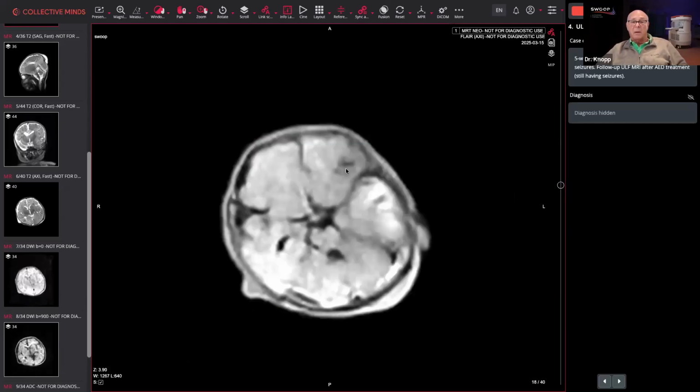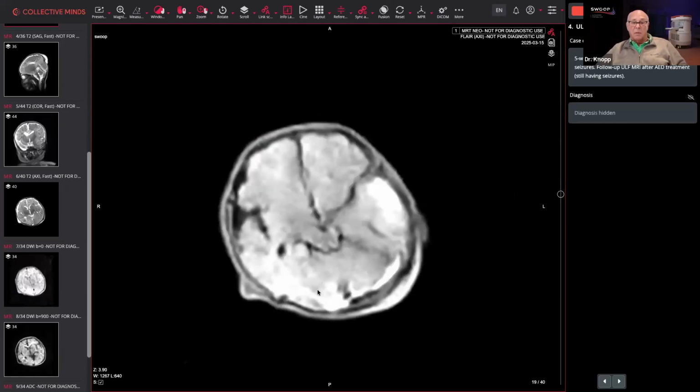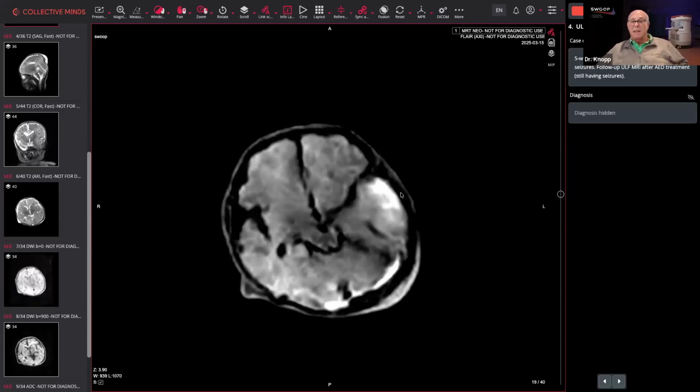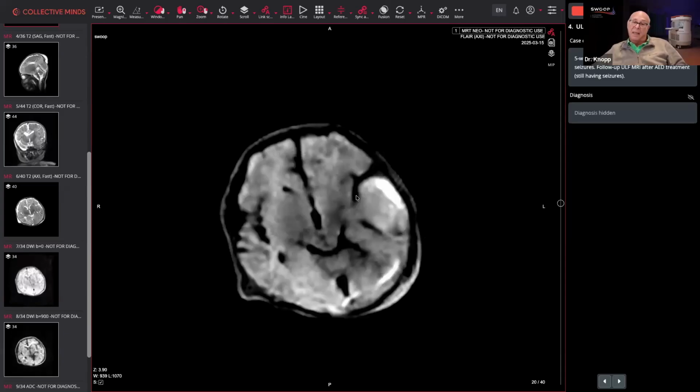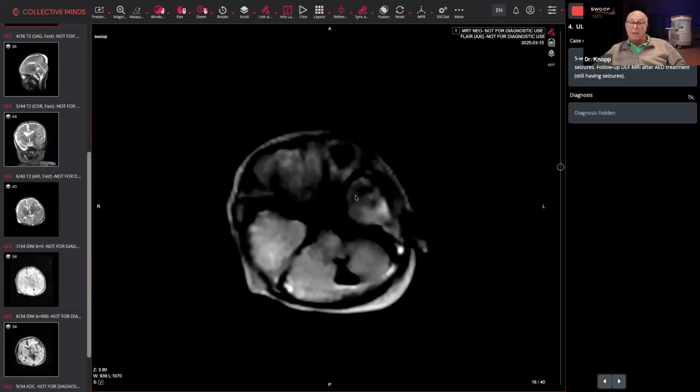Looking at the FLAIR, let me try to window this one. We're seeing the same thing, right? So we're seeing signal change in the brain parenchyma adjacent to, or subjacent to the bony calvarium. Hallmarks and findings that we typically see in the setting of contusional type trauma.